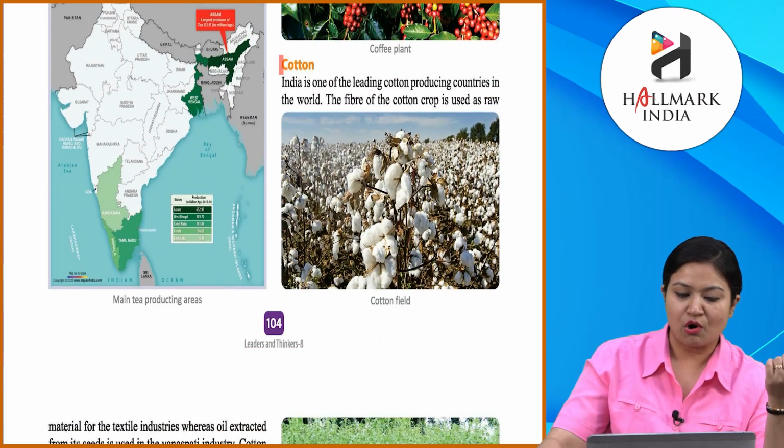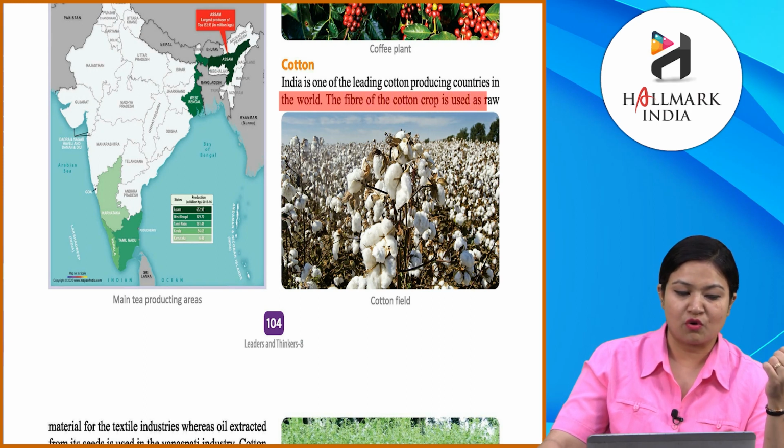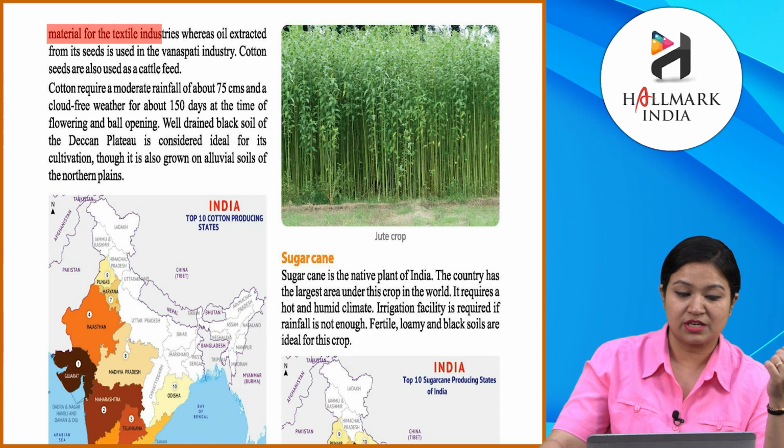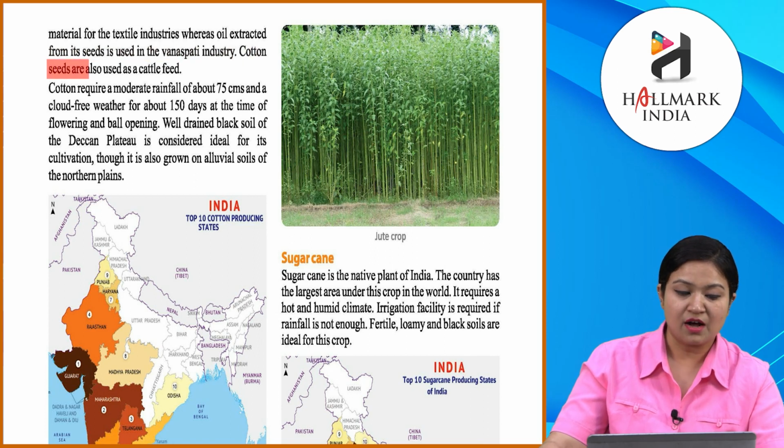Cotton. India is one of the leading cotton producing countries in the world. The fiber of the cotton crop is used as raw material for the textile industries, whereas oil extracted from its seed is used in the vanaspati industry. Cotton seeds are also used as cattle feed.